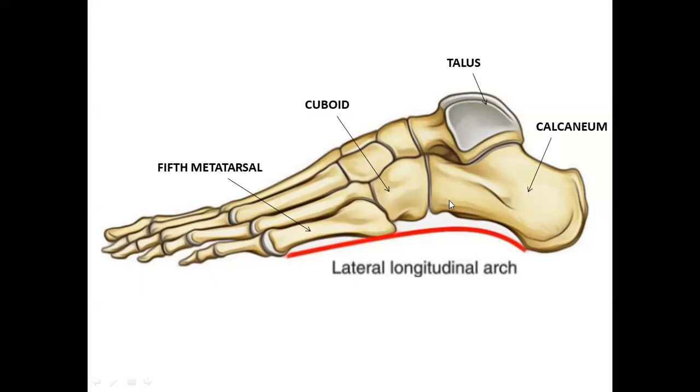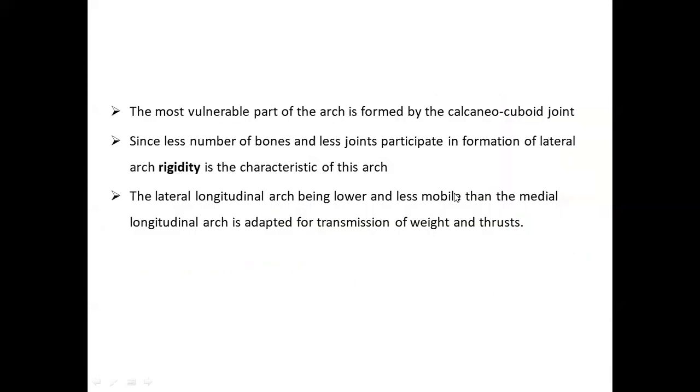What are the important joints you see here? We have the calcaneocuboidal joint, calcaneum और cuboid के बीच में जो joint है, that is the most important joint here. The most vulnerable part of the arch is formed by the calcaneocuboid joint. Since less number of bones and joints take part in the formation of lateral arch, rigidity is the characteristic of this arch. ये मैंने बोला कि क्योंकि लो लाइंग है, लेस मोबाइल है, रिजिड है, इसका मेन काम क्या होगा, बॉडी वेट संभालना.